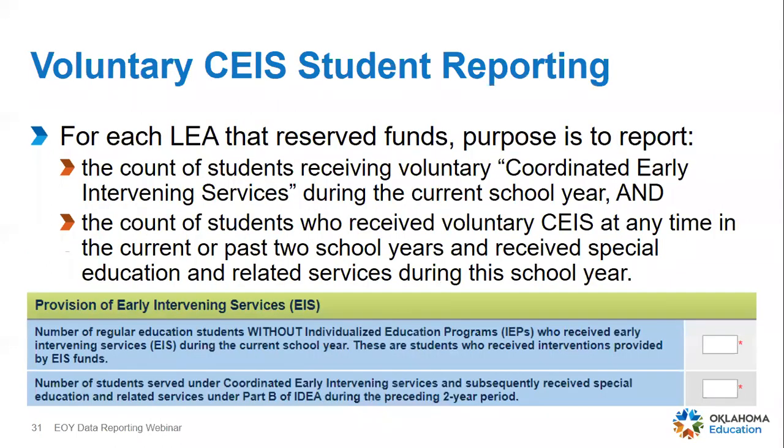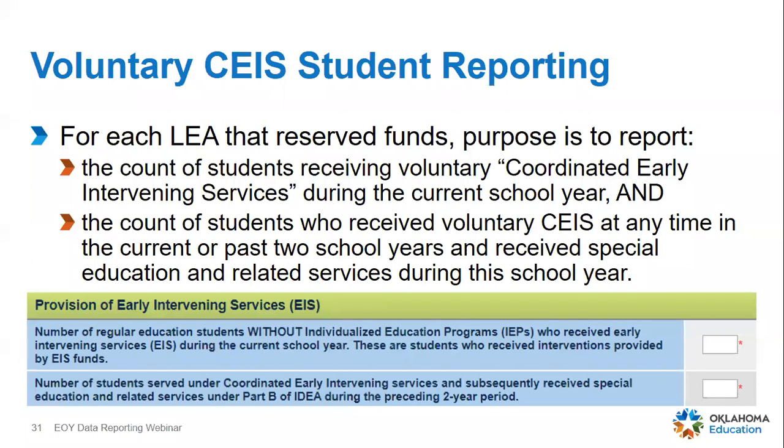Okay, voluntary CEIS student reporting. Now, if a para splits time between pre-K and K, yes, you would divide those between the two, 3 to 5 and 6 to 21. Okay, for each LEA that reserves funds, we have to report that it reserves funds for coordinated early intervening services, voluntary, during the current school year.